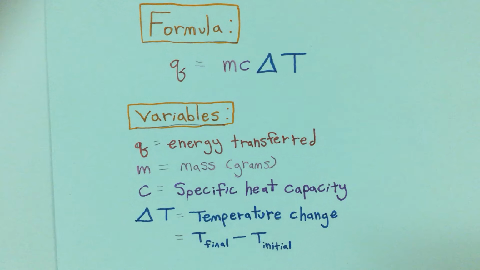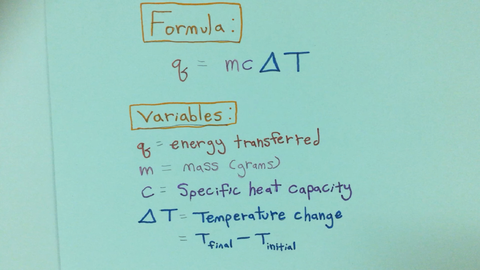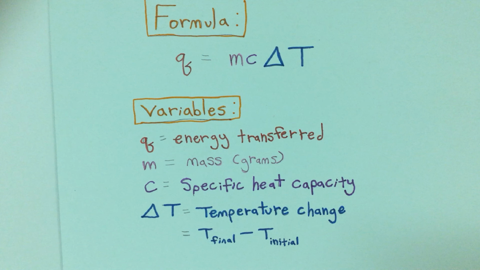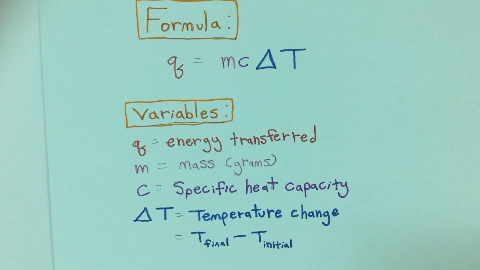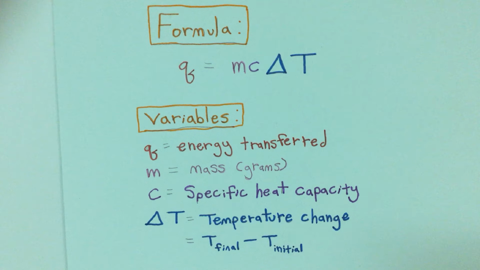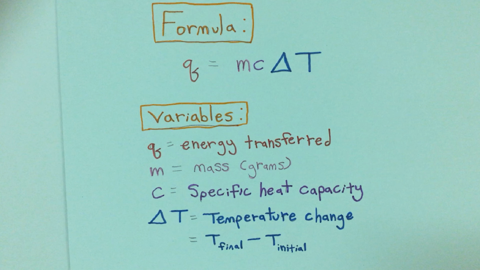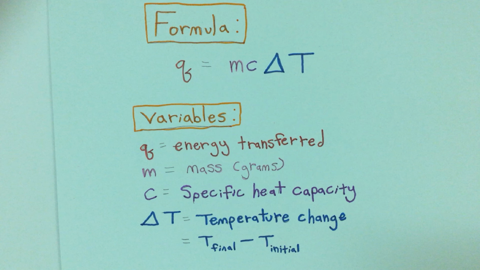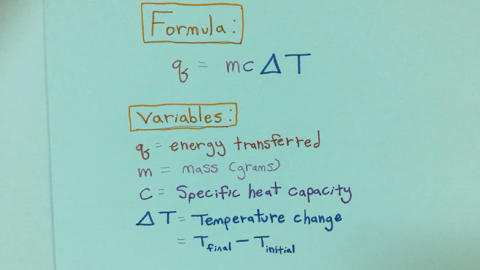The formula used to calculate energy transferred is Q is equal to mc delta T, where Q is the energy transferred, m is the mass, C is the specific heat capacity, and delta T is the change in temperature, which is found by subtracting the initial temperature from the final temperature.